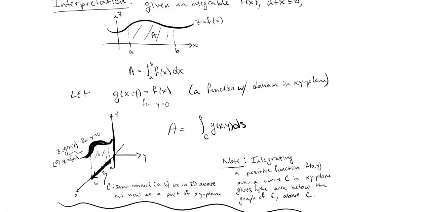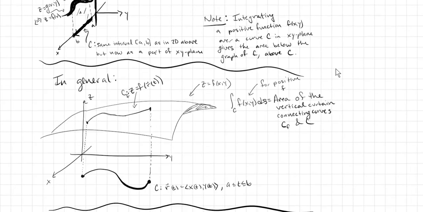I've kind of summed it up with a little note here. Integrating a positive function, meaning the function doesn't dip down below the xy plane. If we integrate a positive function f of xy over a curve C in the xy plane, this gives the area below the graph of f, but just above that curve C. So this is kind of showing you that connection to Calc 1, but let's see that in more general terms.